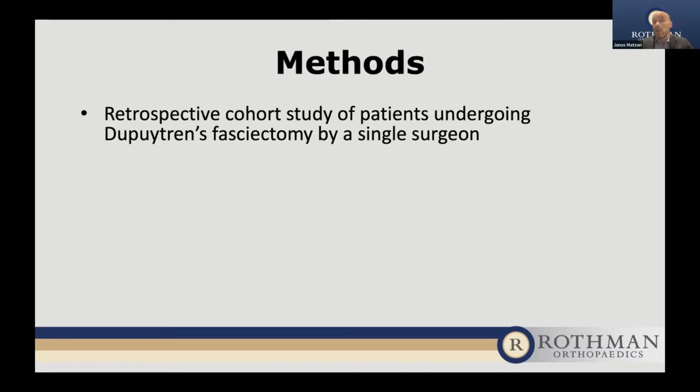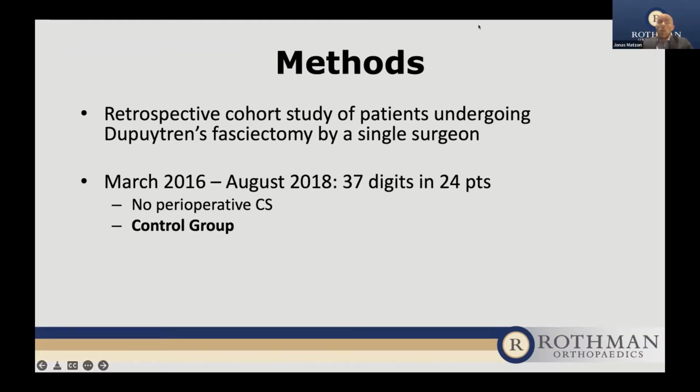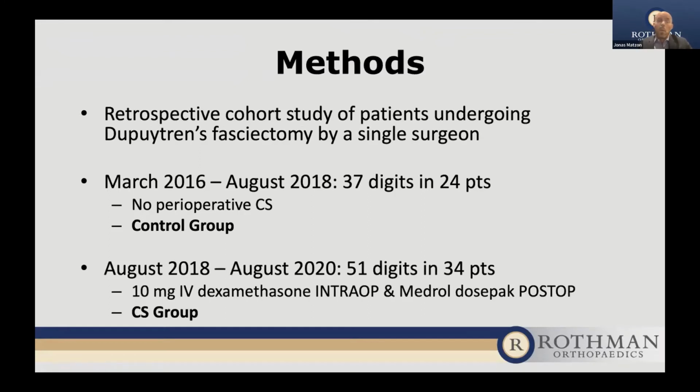Basically, this was a retrospective cohort study of patients undergoing Dupuytren's fasciectomy by myself. Initially, we took a historic cohort from 2016 to 2018 that did not receive any perioperative corticosteroids. They were our control group, made up of 37 digits and 24 patients. When I started doing this in August of 2018, we started grouping these as the corticosteroid group. These patients all received dexamethasone 10 milligrams IV intraop, and then starting on post-op day 1, they received a Medrol dose pack that they took for 6 days. This group was 51 digits and 34 patients.